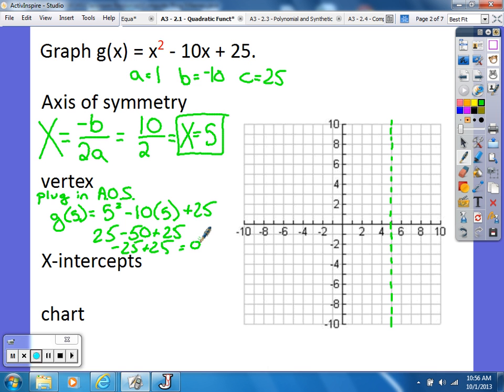So I got 0. What about you guys? But the vertex is an ordered pair, isn't it? Not just 0. So what comma what? 5 comma 0 is right. 5 comma 0. So what I'm going to do right now is I'm going to put that on my graph right here. 5 comma 0.